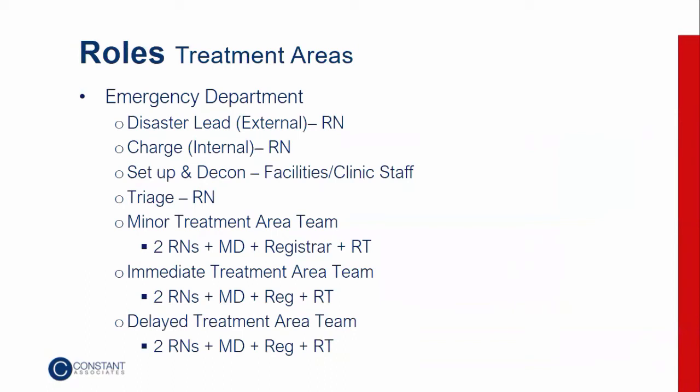The treatment areas, again, it's emergency department centric, so you have a disaster lead, a charge nurse that stays inside, as well as a disaster lead outside. You're set up in decon. These are facility and clinical staff. You have your support staff such as EMTs or whatever you use in your facilities. Triage is a nurse. Your minor treatment areas, if we could have 2 nurses, a doctor, registrar, and respiratory therapist, these are all crucial, and you can see that that is the objective for the other treatment areas as well. Now, can this function with 1 doctor in the immediate and delayed area? Absolutely.